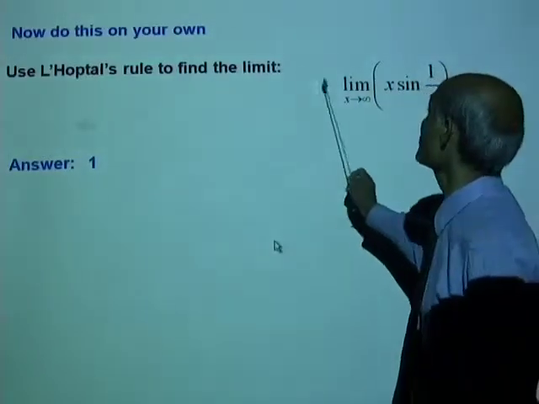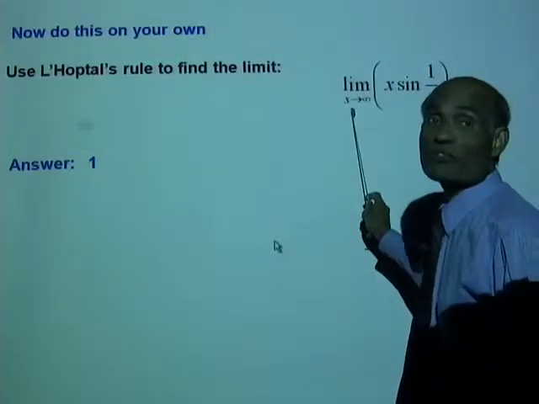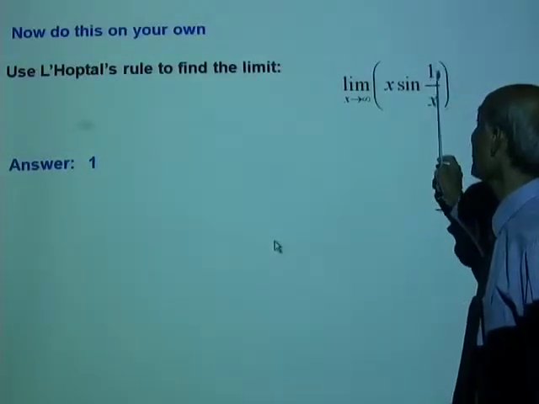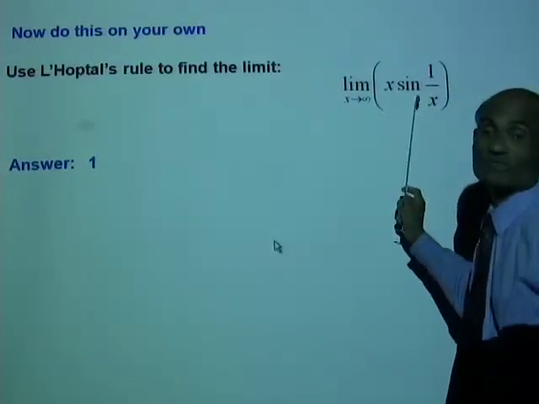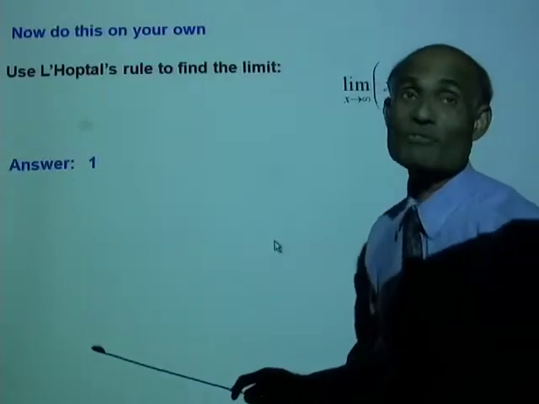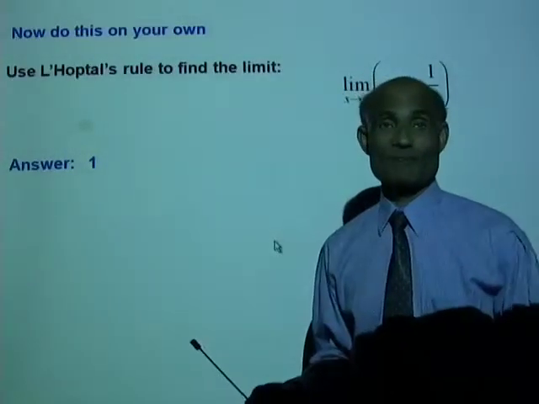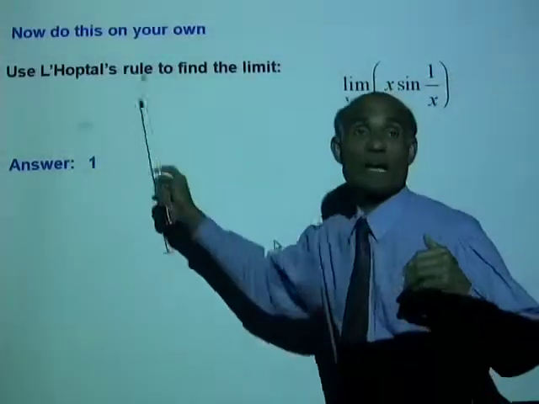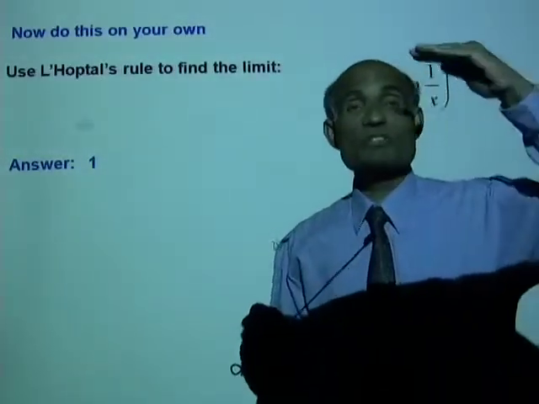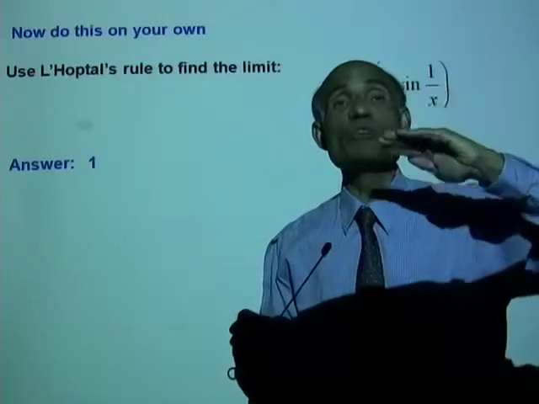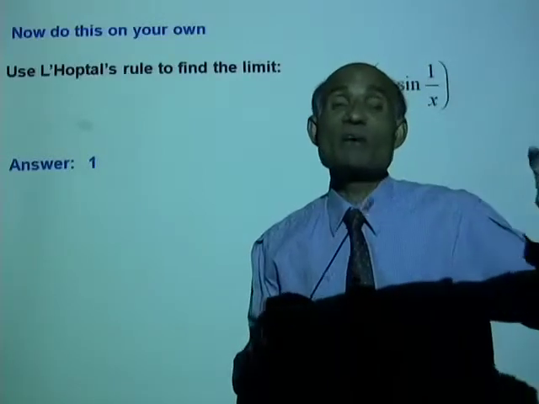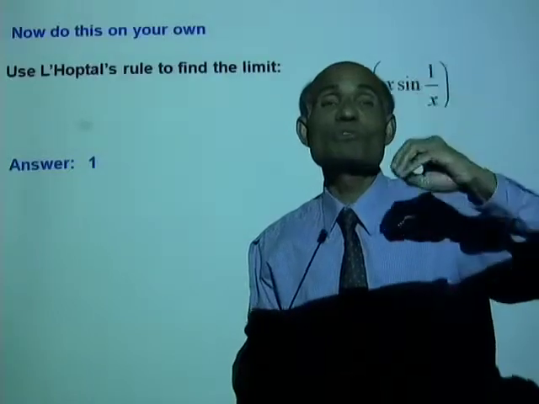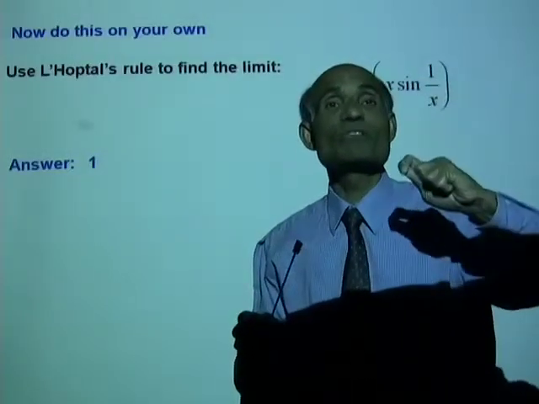Use L'Hopital's rule to find the limit as x approaches infinity of x sine 1 over x. I'll give you a clue. And the clue is, in order to use L'Hopital's rule, you must have the expression of the form f of x over g of x. And a direct substitution of the limit should give you the intermediate form 0 over 0 or infinity over infinity.